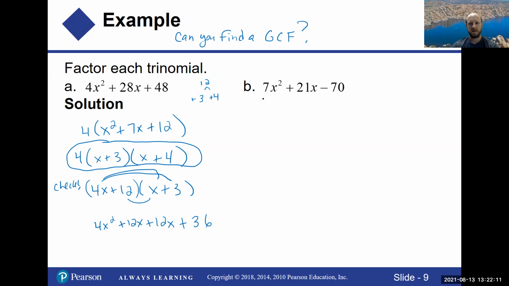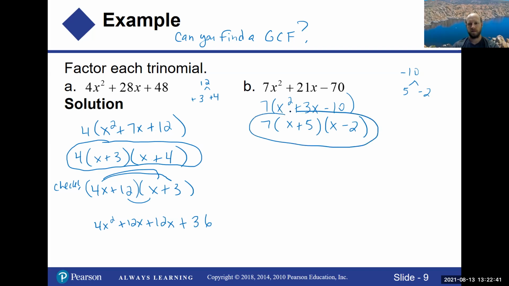Let's do this one. So this one I can find a GCF here of 7. And then here I need factors of -10 that add to positive 3, which are 5 and -2. So I have 7 times x plus 5 times x minus 2, and that is the answer. So that's kind of how you factor those.